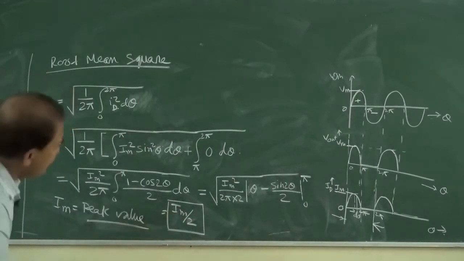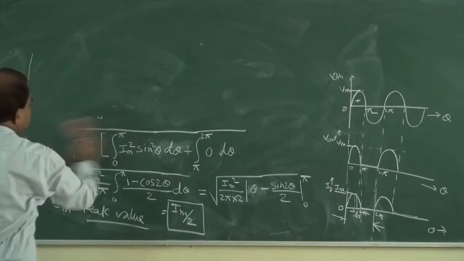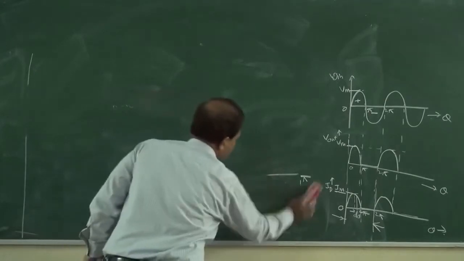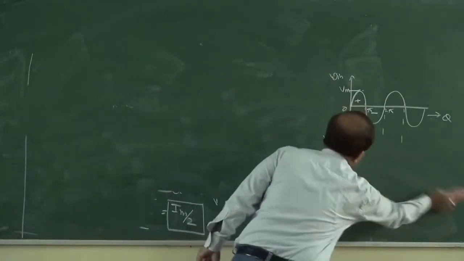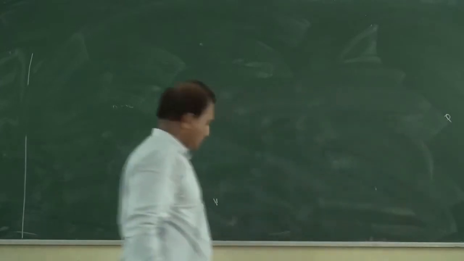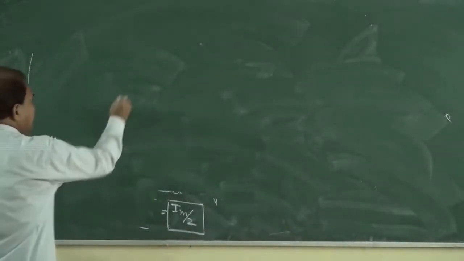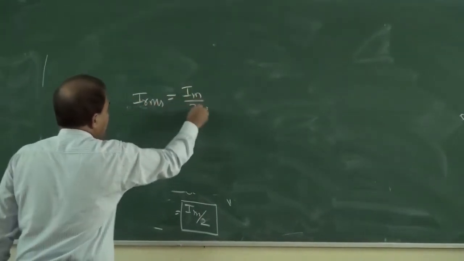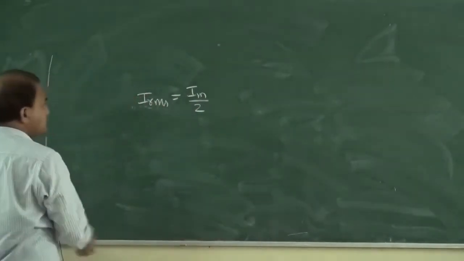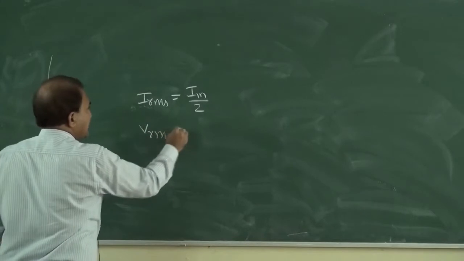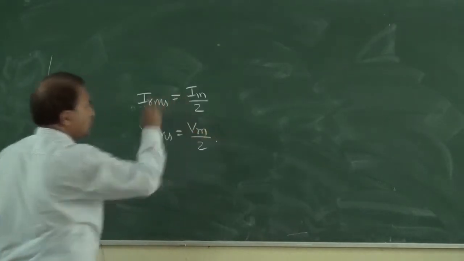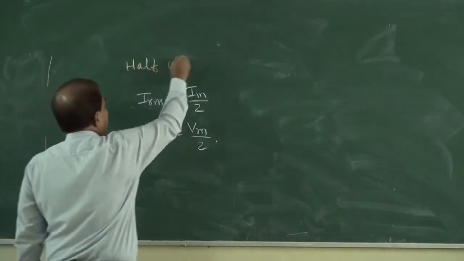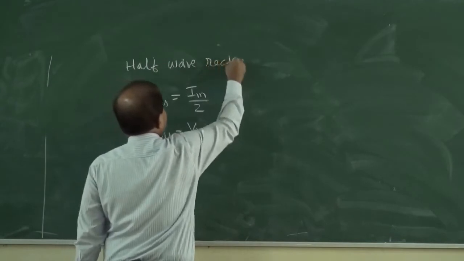So we can say that IRMS value is equal to Im by 2. This is for the case of VRMS also. VRMS is equal to Vm by 2. This is for a half wave rectifier circuit.